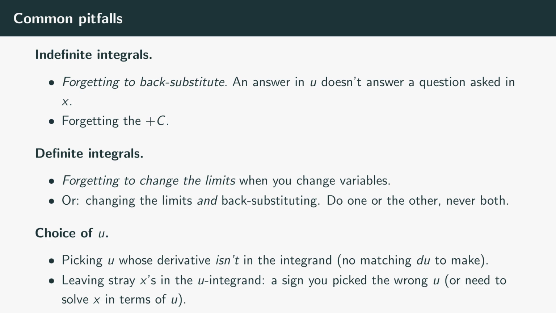Never both. For choice of u, the worst kind of u is one whose derivative just isn't in your integrand. If your du contains a factor that doesn't appear in the original integrand, you have no way to match it. You'll end up with leftover x's in your u integral, which is the visible symptom that something went wrong. When that happens, back out, try a different u.